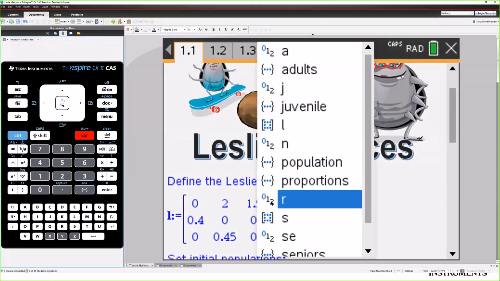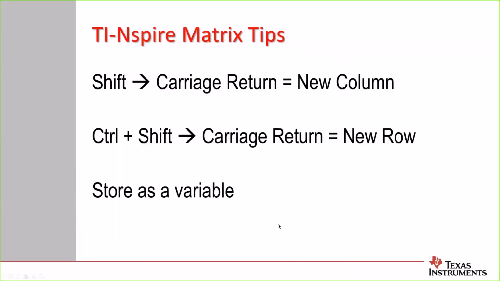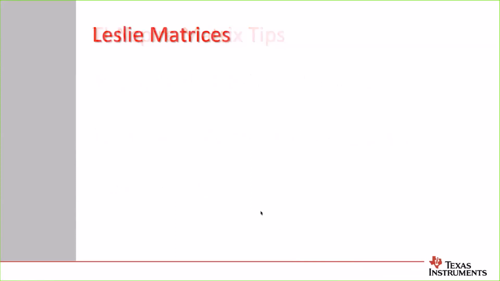R is a number, SE. I've used some abbreviations in here previously to do some data capturing to see which way was the best way to do it. So just be wary that you can store it as a variable, and you know which ones are variables as matrices because of the little icon. A few other things about Leslie matrices.